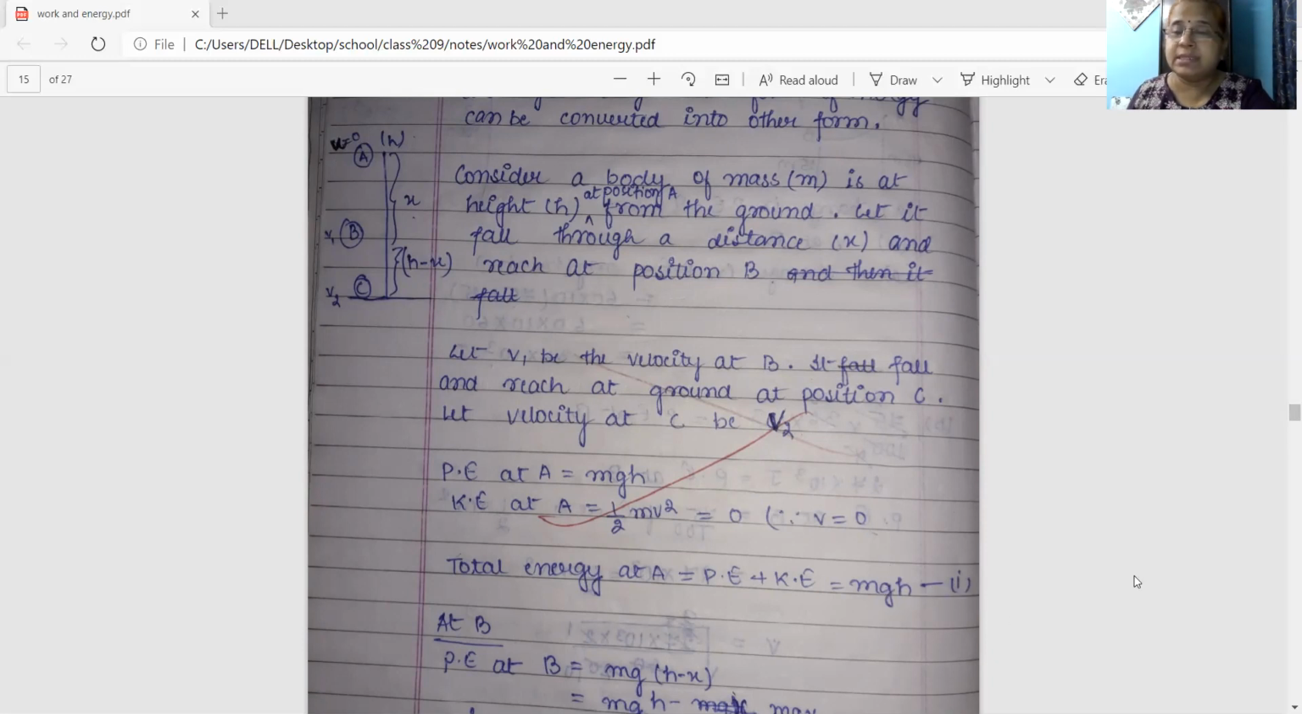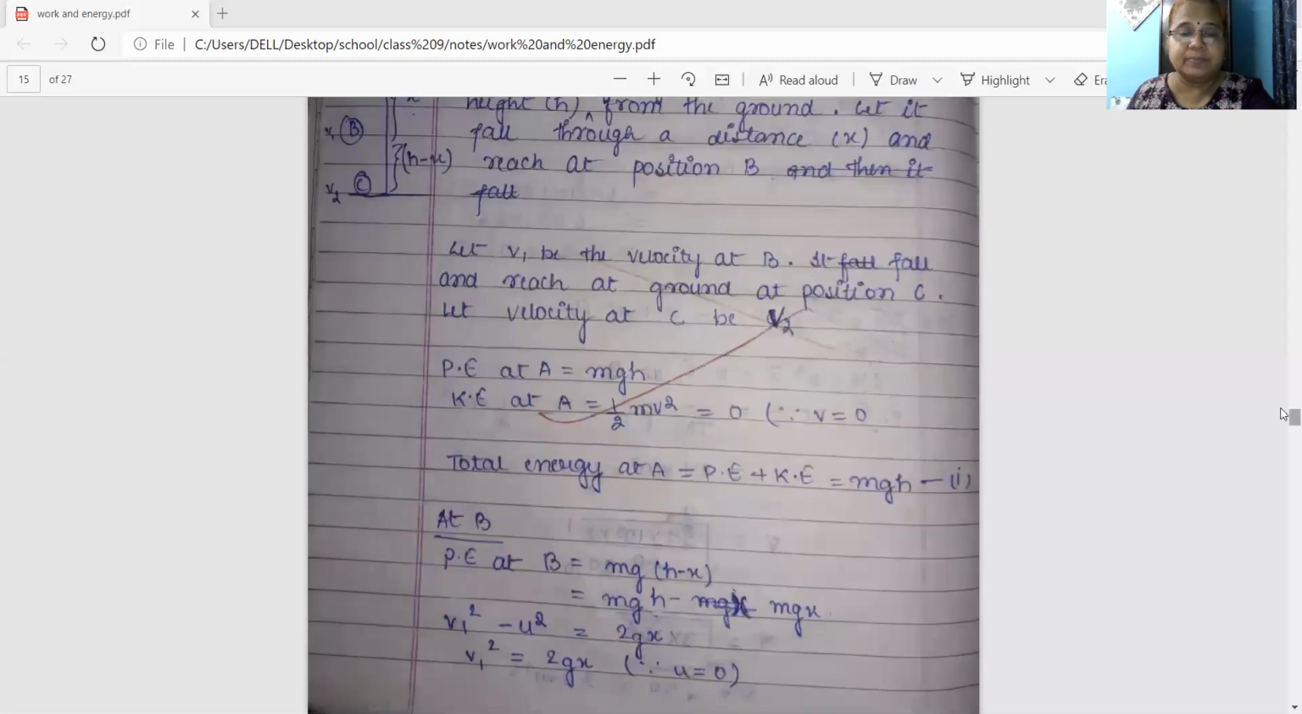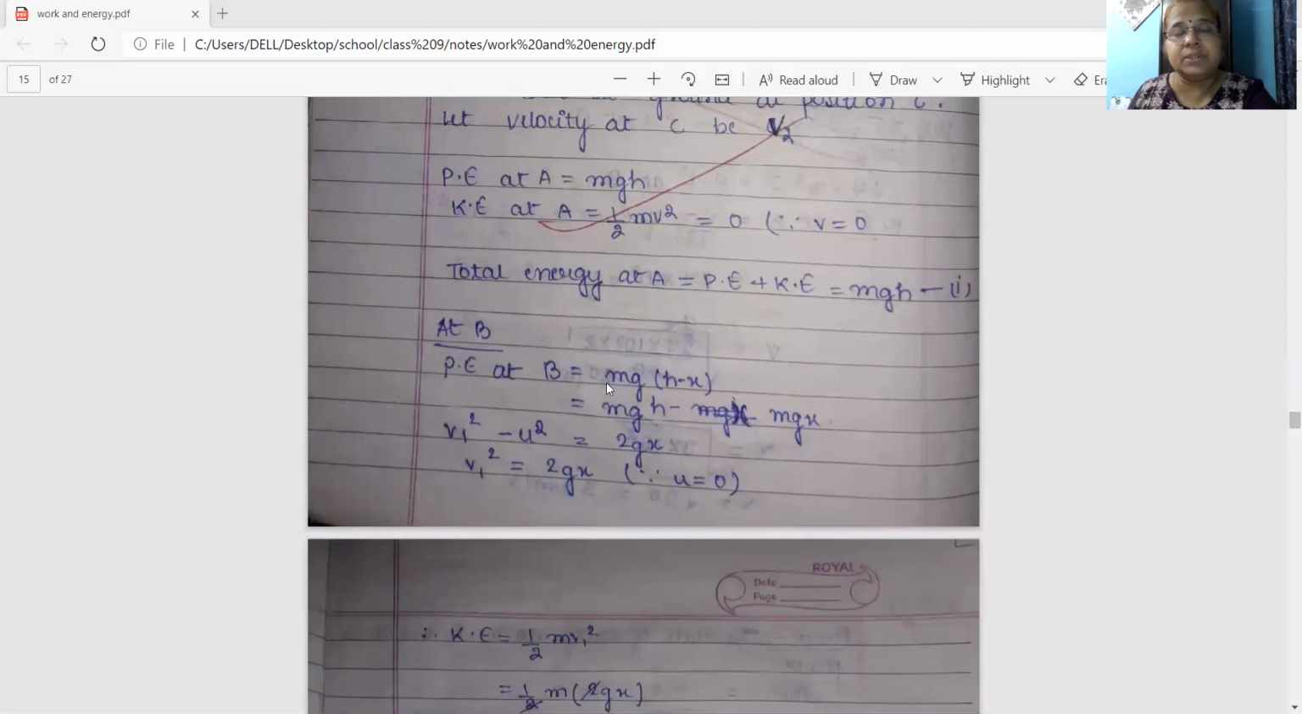Now come to position B. At position B, what is the height? The body falls through a distance x. So the distance between B and the ground is h minus x. So potential energy at position B will be mg(h minus x). Potential energy at B equals mg(h minus x). Now this is equal to mgh minus mgx.